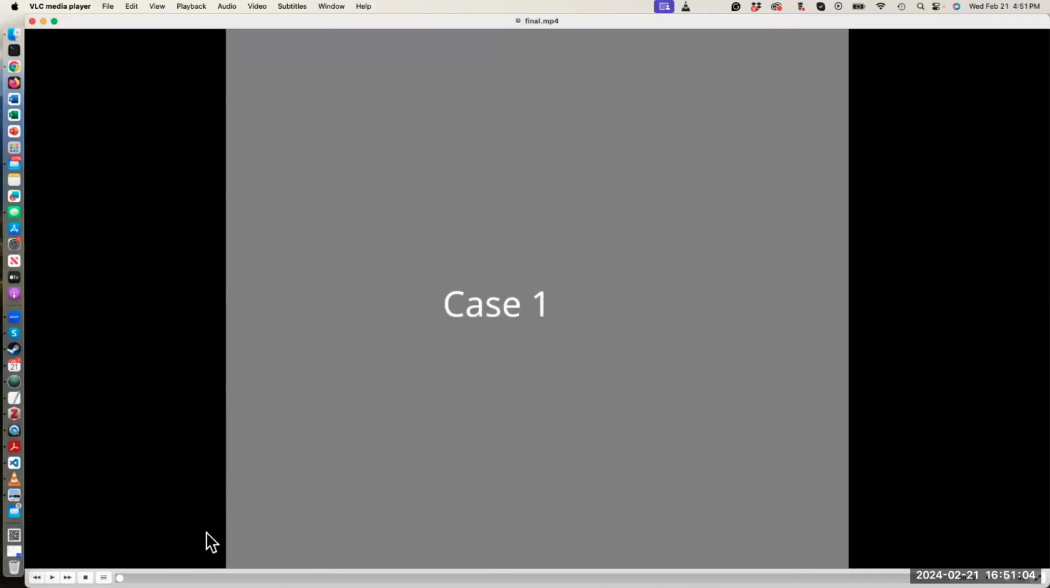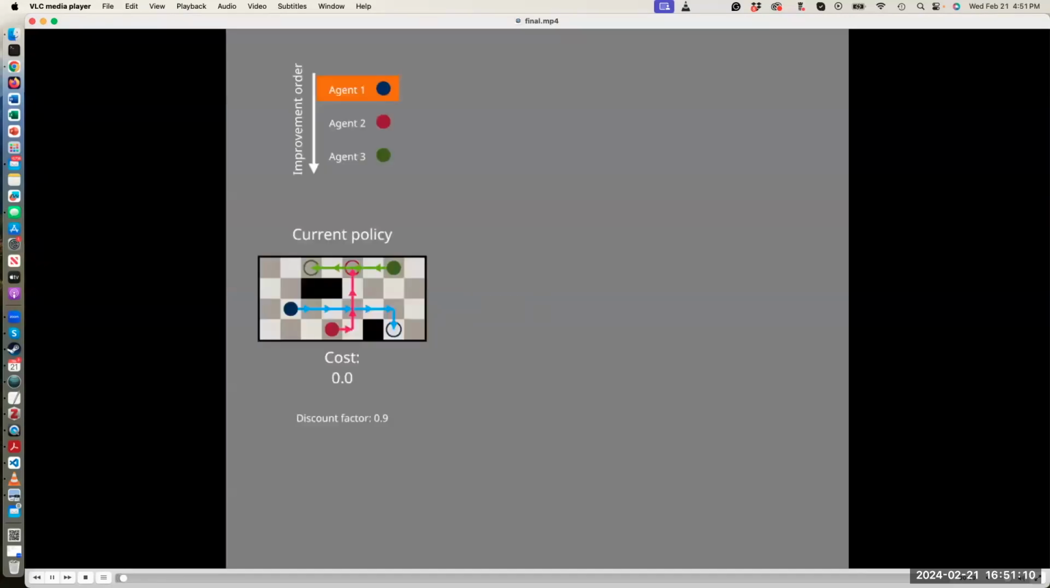Let's go to the animation. For the first case, I will first show, as I mentioned a moment ago, the blue one is agent 1, the red one is agent 2, and the green one is agent 3. And they have been assigned to some targets. And a row here indicates the base heuristic, which is the shortest path, assuming other agents are not here.